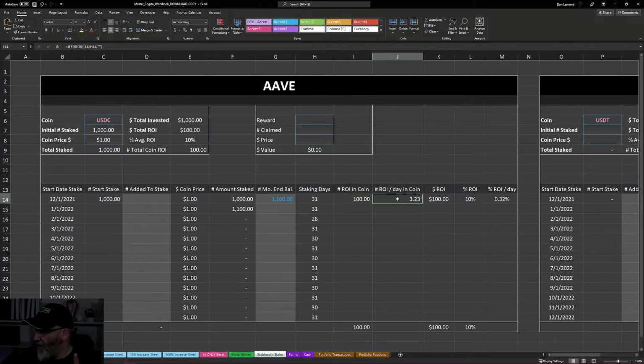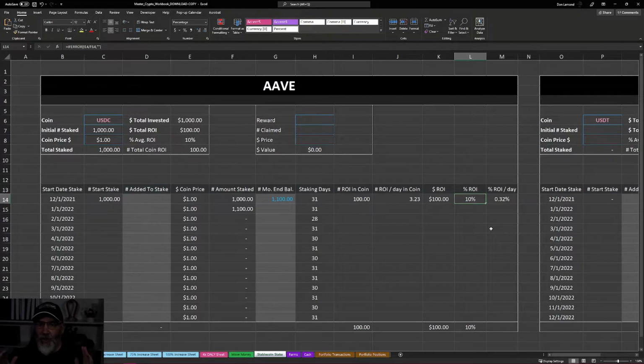And obviously, I have return on investment in days. So you take the 100 divided by the days of the month. I was earning 3.23 tokens a day. I have $100 in return on my investment because it's the 100 coins times $1. So I made $100. And my return on investment was a 10% return on investment. And my average percentage per day was 0.32. So I'm just showing you information about what you're getting for what you're doing. You can use that information however you want strategically.